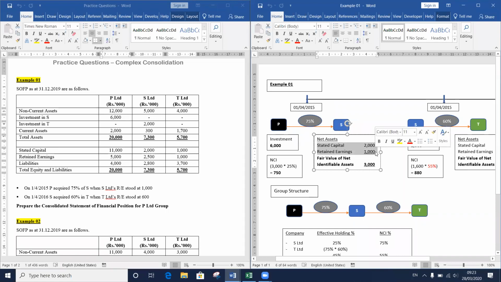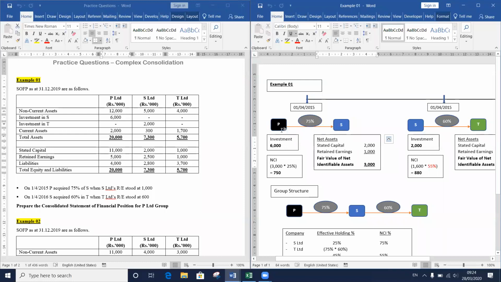So here in this sum, it has given me that on the acquisition date, S Limited's retained earnings stood at 1000 rupees. That 1000 is what I have taken here. Right? Clear?